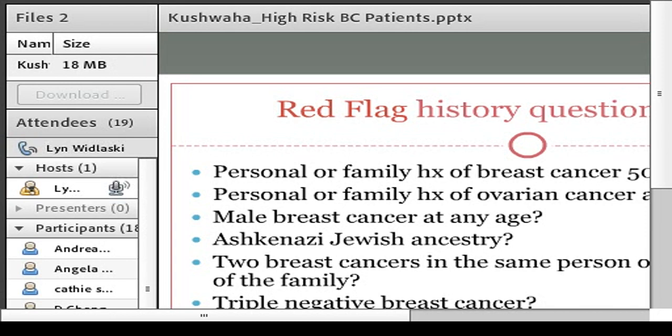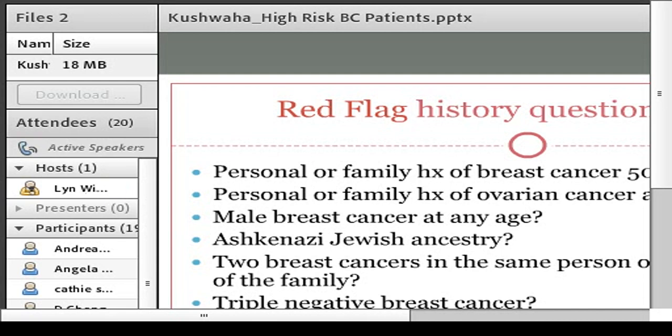Is there a personal or family history of ovarian cancer in the family? Is there any male breast cancer anywhere in the family? Are you of Ashkenazi Jewish descent? Have there been 2 breast cancers in the same person, or 2 breast cancers on the same side of the family? Has anyone with breast cancer been triple negative? And do you have any pancreatic and associated cancers, which include fallopian tube and ovarian, in the same person or on the same side of the family? And basically, has anyone in your family been tested for this gene? Or have you even been tested?